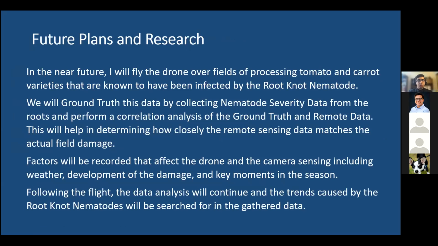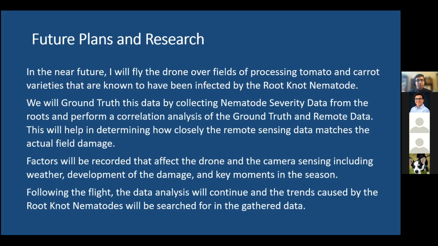We will then do a process called the ground truth, which basically would allow for me to go to the field, and also our collaborators are working on this, where basically we would go to the field and we would check, is what we have on the map correlating with what's actually happening? And they would have something called the nematode severity data, which will help determine how closely the remote sensing data matches the actual field damage.